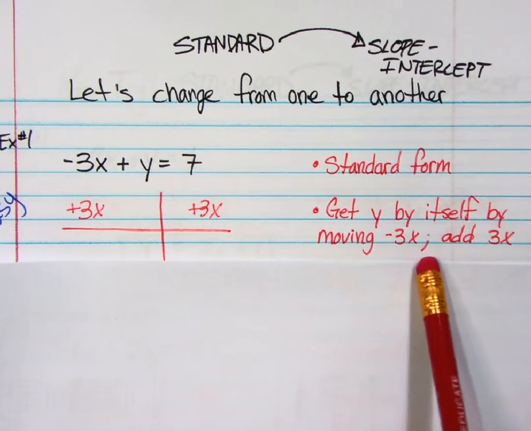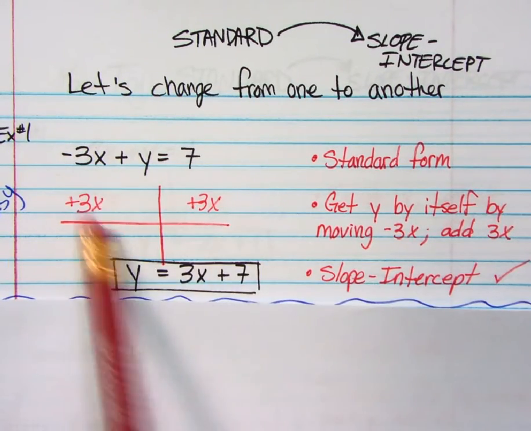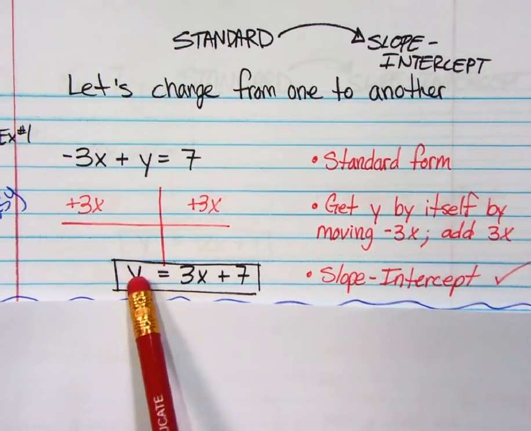How do I move it? I add the opposite, right? Okay, so I do that. If I bring 3x over, now y is by itself. So that's what I wanted.